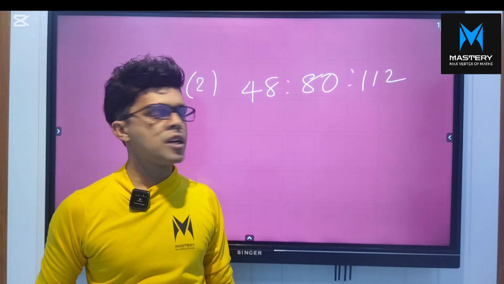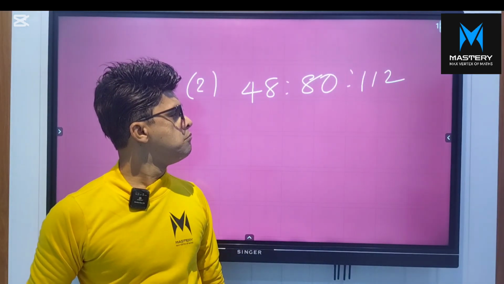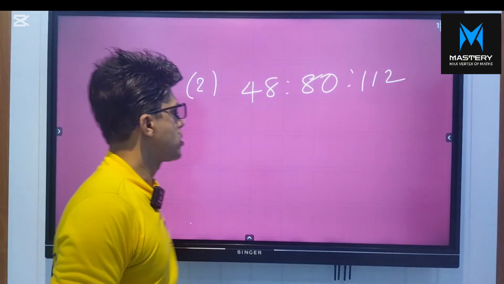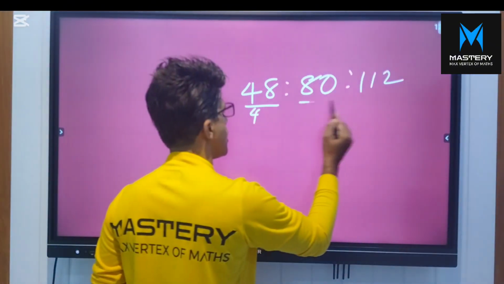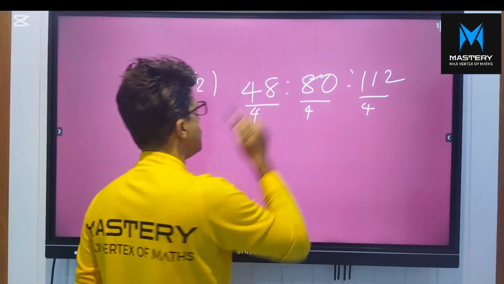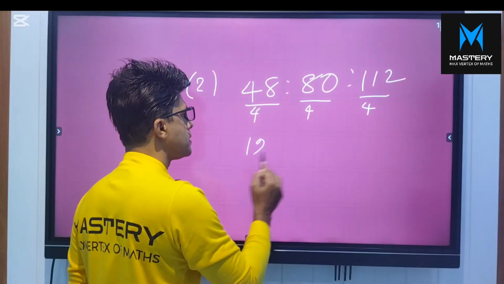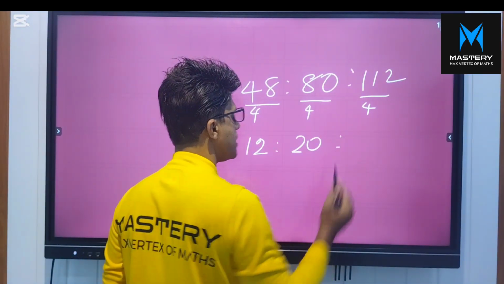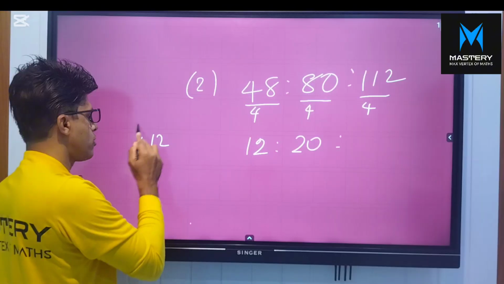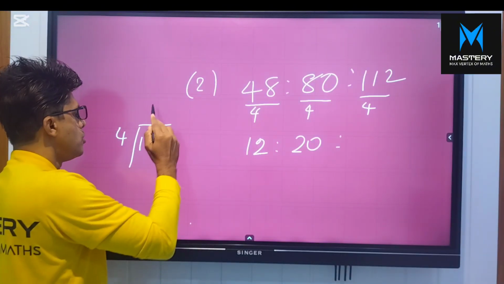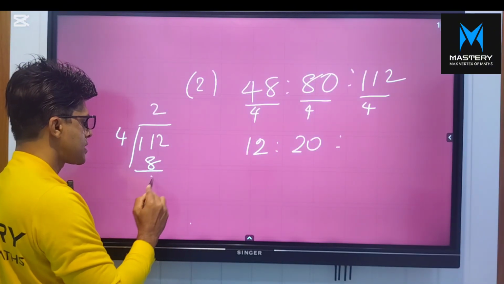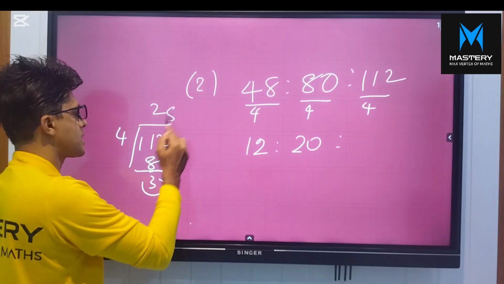Therefore, this can be divided by 4. Let's divide using 4. First, divided by 4, divided by 4. Then 48 upon 4 is 12. Then 80 upon 4 is 20. Then 112 upon 4, which is 4 times 2 is 8, 11 minus 8 is 3, so that's 28.